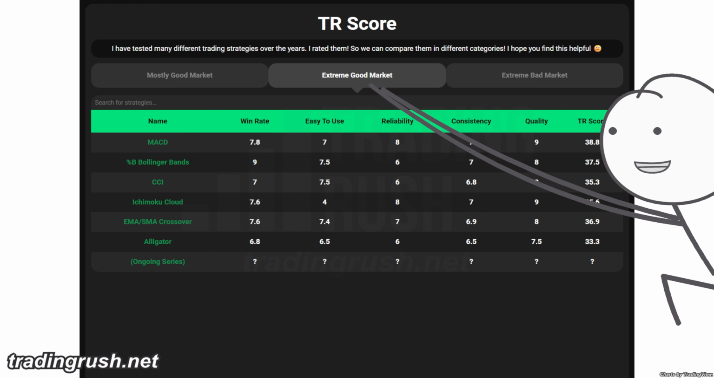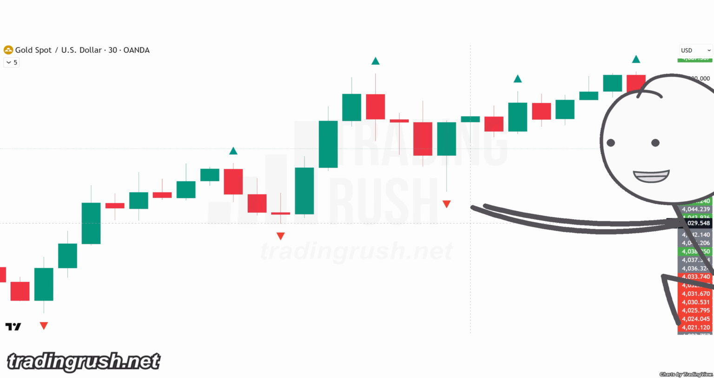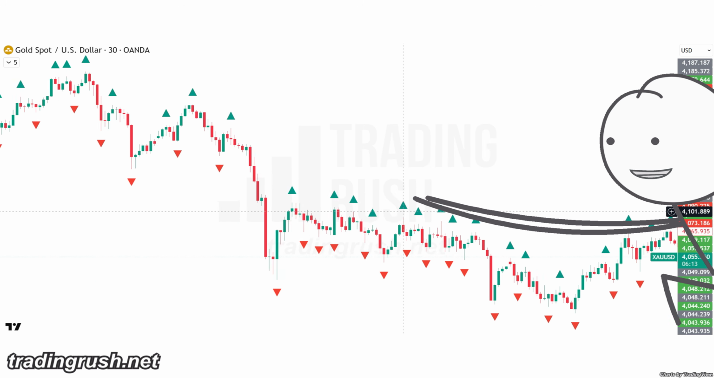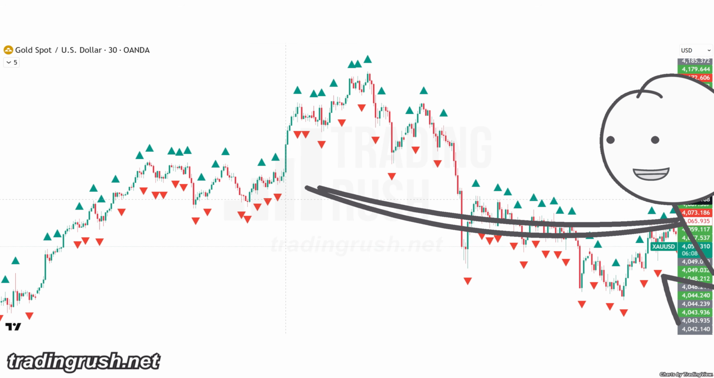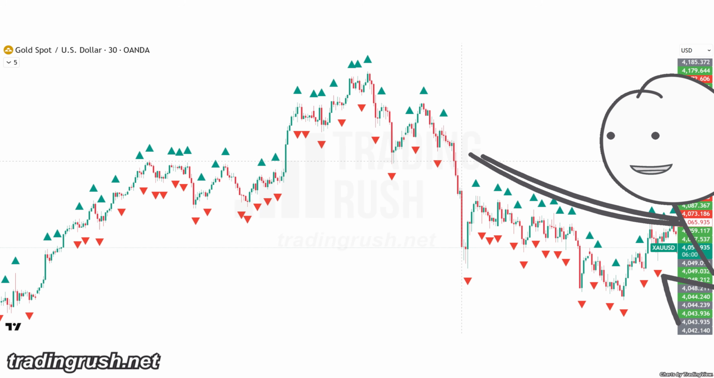I want to see how high the win rate can go if I take 100 trades in the extremely good market. And I want to see how badly the indicator can suck if I only take trades in the extremely bad market. One thing you can't ignore about this indicator is that it is really messy. If you zoom out of the chart, you will see that it gives many entry signals frequently. So we need to filter out the false signals as much as possible.